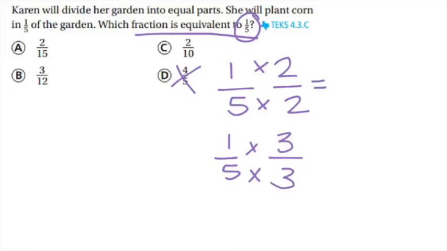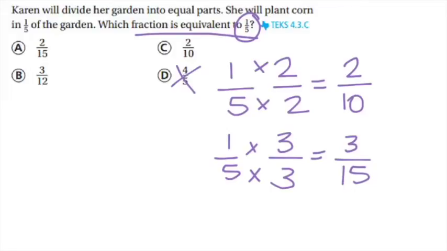So let's start with the first one. 1/5 times 2 over 2. I can multiply straight across. 1 times 2 is 2. 5 times 2 is 10. Let's look at the second one. 1 times 3 is 3. 5 times 3 is 15. So I have 2/10ths and 3/15ths.